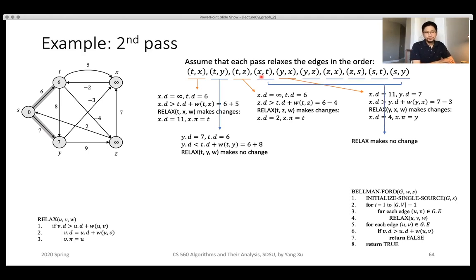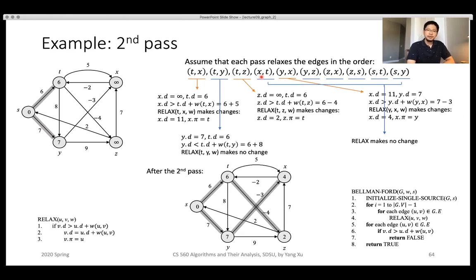Okay, so let's look at the results after the second pass. Now these two more edges are highlighted because the pi attributes of z and x are set. So that's what the current shortest path tree looks like. Okay, and we have 2 more passes to go.